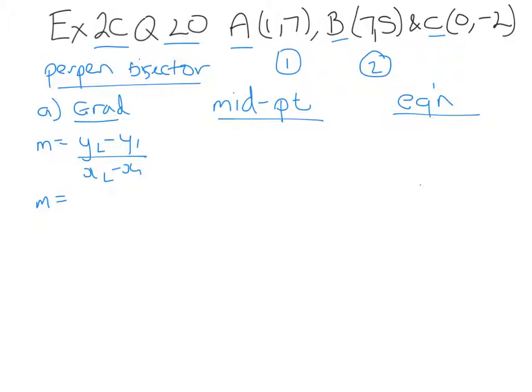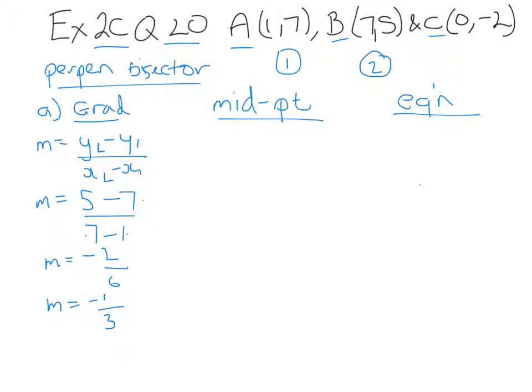So let's see. y2 will be 5 minus, and y1 is 7, over x2, well x2 will be 7 minus x1, which is 1. So that would be 5 take away 7 is minus 2. 7 take away 1 is 6. So the gradient is minus 1/3.